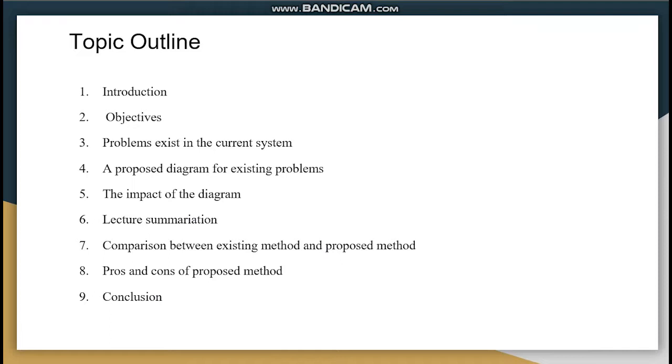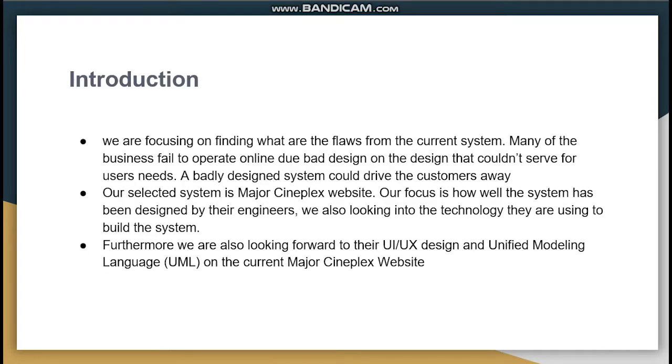Here's an introduction, objectives, problems that exist in the current system, a proposed diagram for existing problems, the impact of the diagram, lecture summation, comparison between the existing method and the proposed method, pros and cons of the proposed method, and the conclusion for the last.